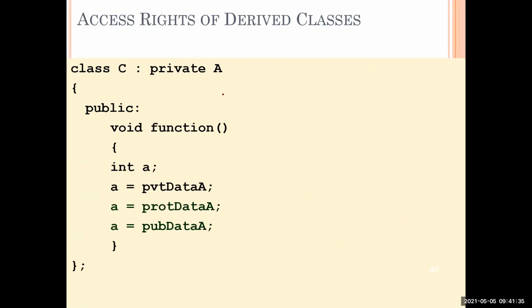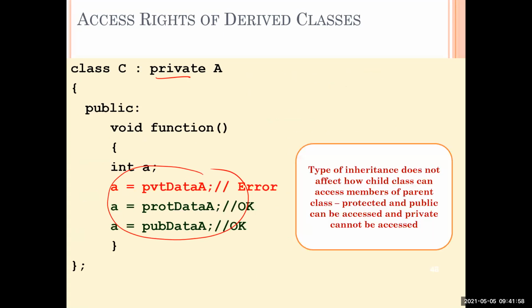Next, I asked you what will happen if I change it to private, with still the same thing. We discussed that when you change the type of inheritance, nothing will change here. Within the child class, the rule stays the same: the child class cannot access private data, it can only access protected and public data. This is so important that I have highlighted it. Type of inheritance does not affect how the child class can access the members. Protected and public can be accessed, private cannot be accessed. So whatever you write here, it will not change anything in the child class.